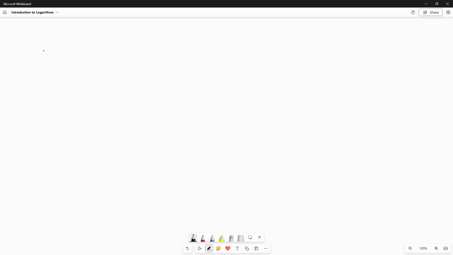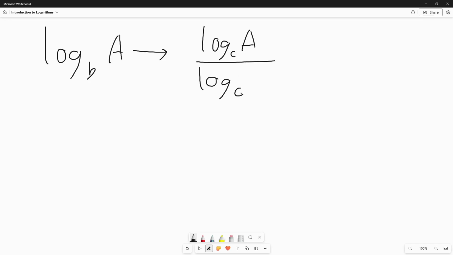But there's another rule where if you have log base b of a, then this can be turned into log base c of a over log base c of b. And the good part about this is that c can be anything. You can set c to any number that you want as long as it's not 1. So if you have b as 4, you can set c to 3, 5, 6, 2, whatever you want, as long as they're equal in the top and bottom.